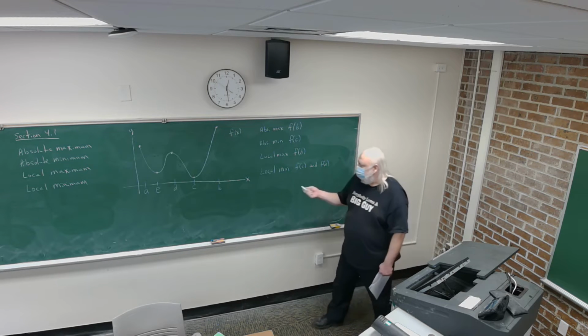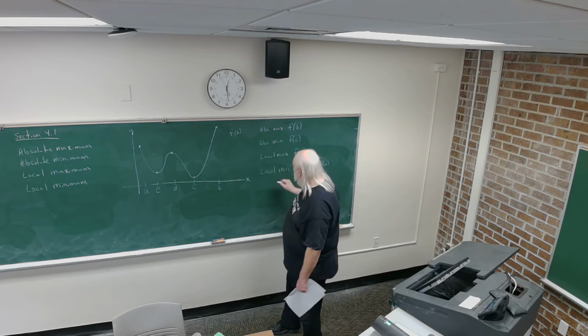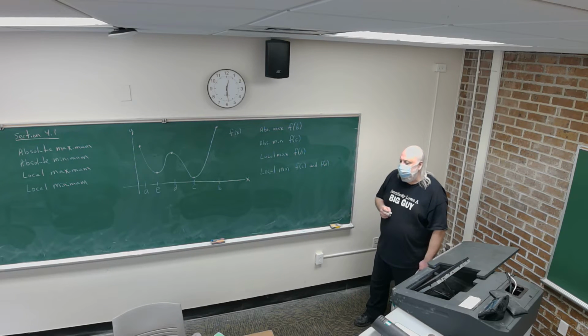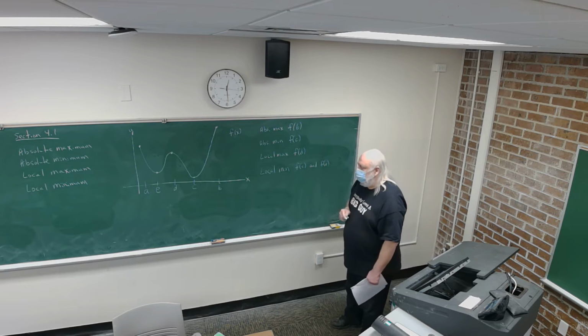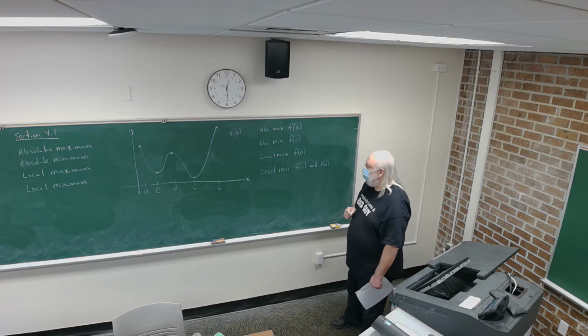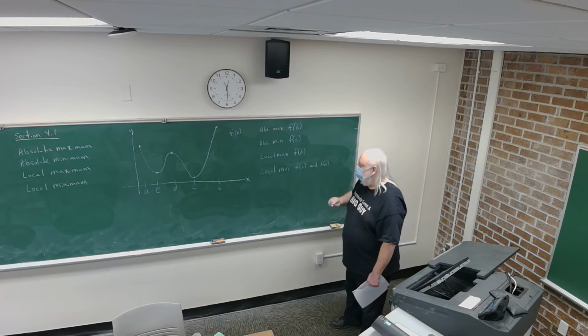So you notice that at x equals c, we have both an absolute minimum and a local minimum. Okay. You can have both, but you can only have one value for the absolute minimum. Okay. And only one value for the absolute maximum. Although the absolute minimum may occur for more than one value of x, and the absolute maximum may occur for more than one value of x. But you can only have one value for the absolute minimum, and only one value for the absolute maximum.